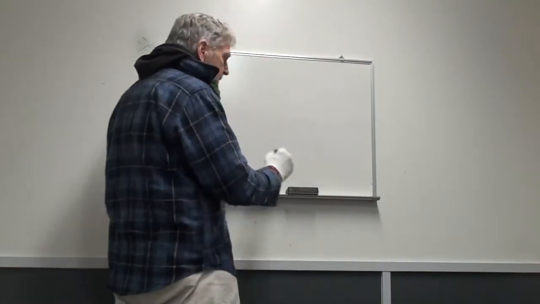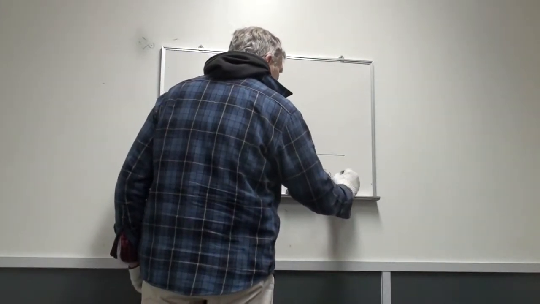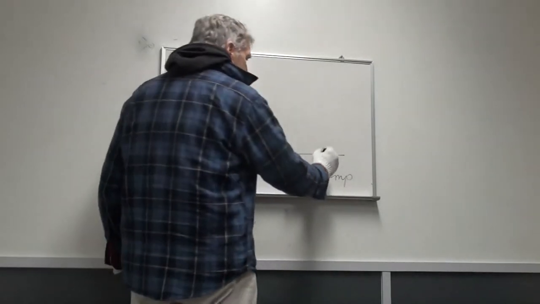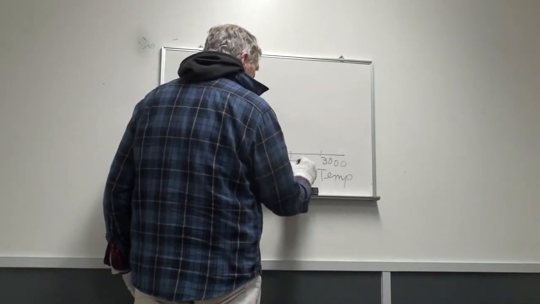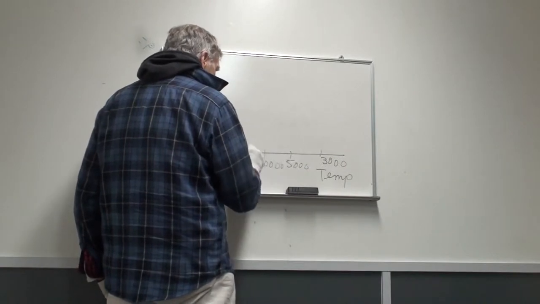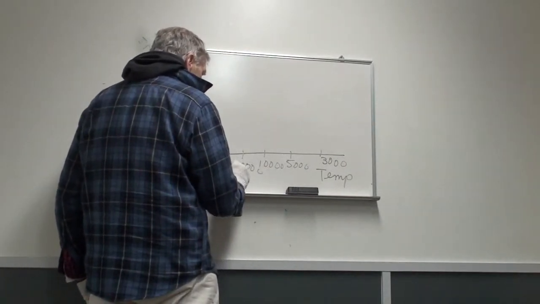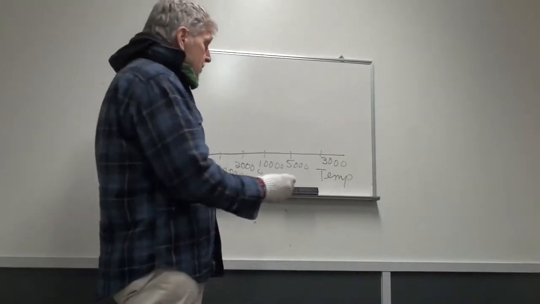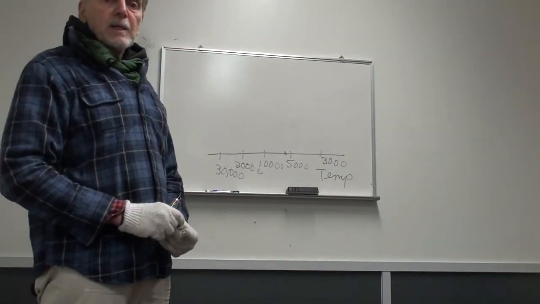So on the HR diagram, along our horizontal axis, we're going to track the temperature of the stars. And we're going to start at 3,000 degrees, and we're going to go up to 5,000 degrees, then we'll go to 10,000 degrees, 20,000 degrees, and then here we'll stop at 30,000 degrees. Now the surface temperature of our sun is 6,000 degrees, so it would be marked right in there.